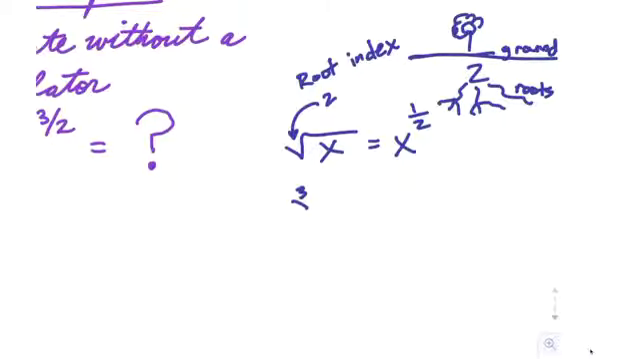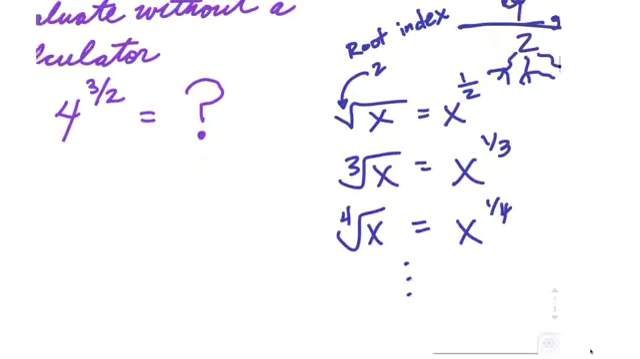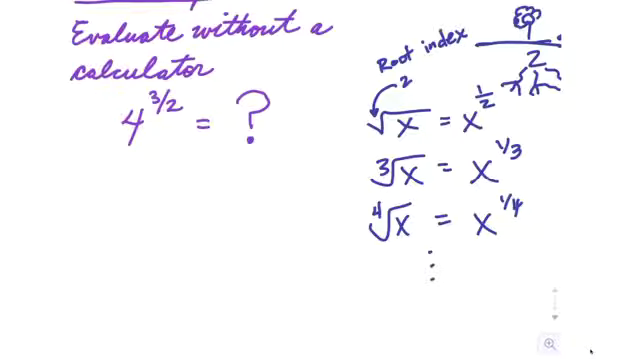What if it were this, the cube root of x? I can write that as x to the what? 1/3 power. What about the 4th root of x? That's the same as x to the 1/4, so on and so forth. You got it? Yes, you have it. Good. So let us come over here and see if we can apply that. 4 to the 3 halves, that's the same as 4 cubed to the 1/2 power, is it not?